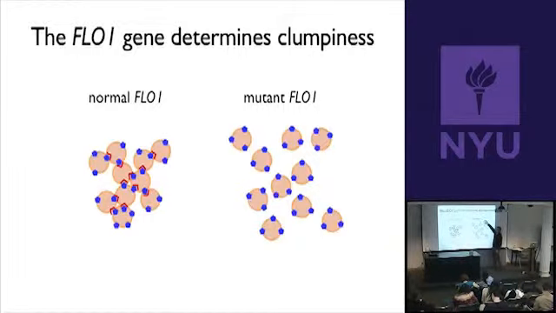They don't have a functioning FLO1 gene. And the yeast strains that are used for the clear beers are sort of wild type yeast. They're normal yeast, and they clump up and sink to the bottom. Okay? Now what's interesting about the FLO1 gene is that it has a repeated sequence in it.